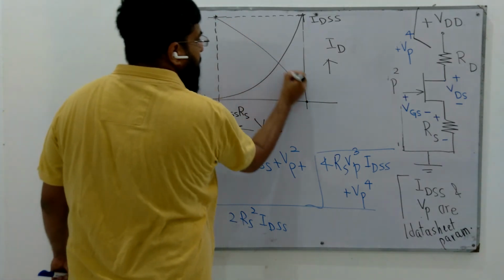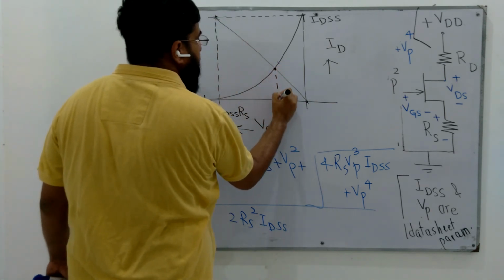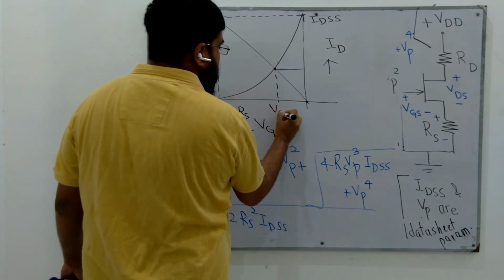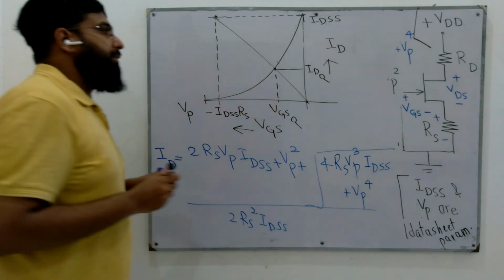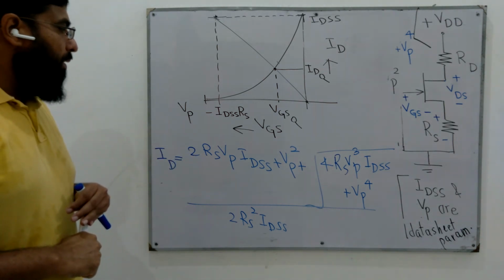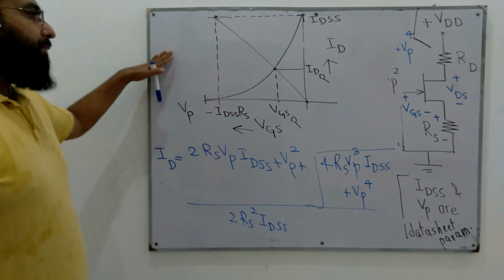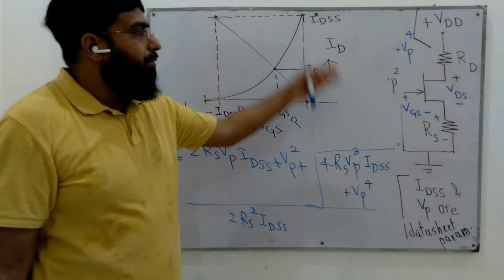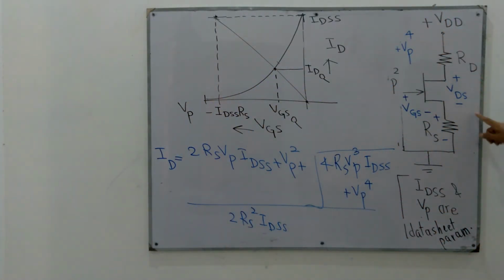If we connect these 2 points with a straight line, we have this point, VGS Q and ID Q. So this is another way of finding VGS and ID. This is one way using the quadratic formula, and this is another way using the graph. Once we know VGS and ID, we can always write the output loop equation to find VDS, which is simple.